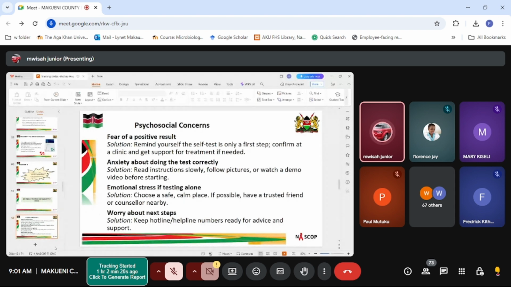Anxiety about doing the test correctly: read instructions slowly, follow pictures, or watch a demo video before starting. Emotional stress if testing alone: the solution is you choose a safe, calm place. If possible, have a trusted friend or a counselor nearby. Worry about next steps: the solution is you keep hotline or helpline numbers ready for advice and support.